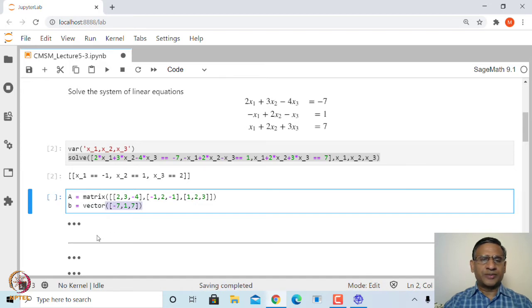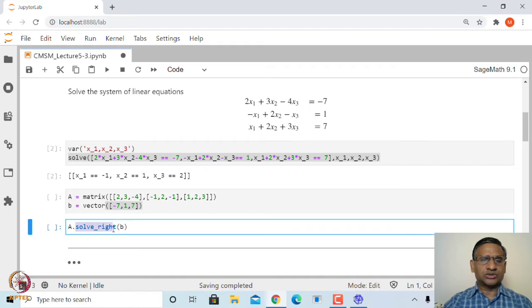Now, we can solve again using the solve function, but slightly different. There is a function called solve_right, and in the bracket you write B. So, A.solve_right(B). There is also a notion of solve_left, because sometimes you write the system as X transpose A is equal to B, and in that case you can use solve_left. But most commonly we use solve_right. That means we write the set of equations as Ax equal to B.